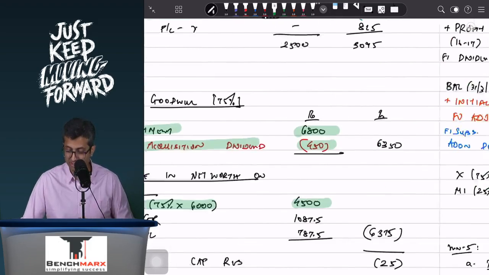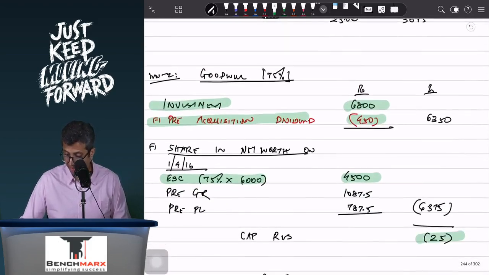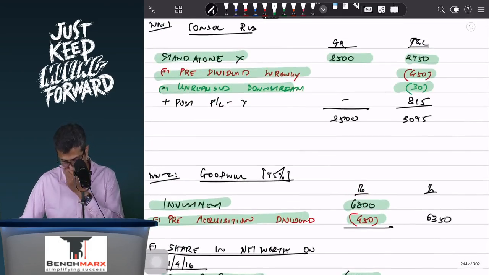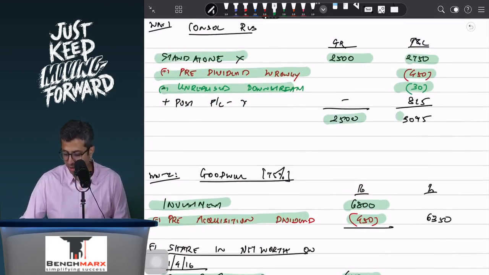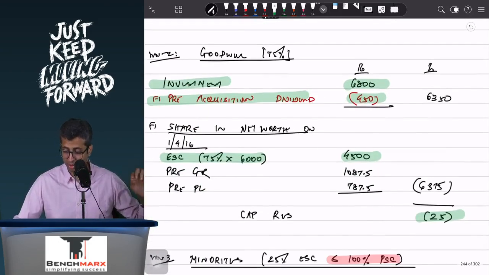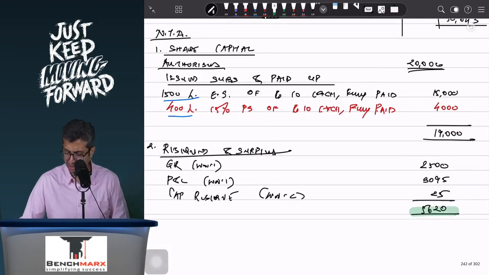If you pose these numbers properly, you will get a capital reserve of 25, a non-controlling interest of 3,400, and these are your reserves. So when your reserves are general reserve 2,500 plus profit and loss 3,095 plus a capital reserve of 25, hence this will come to 5,620.